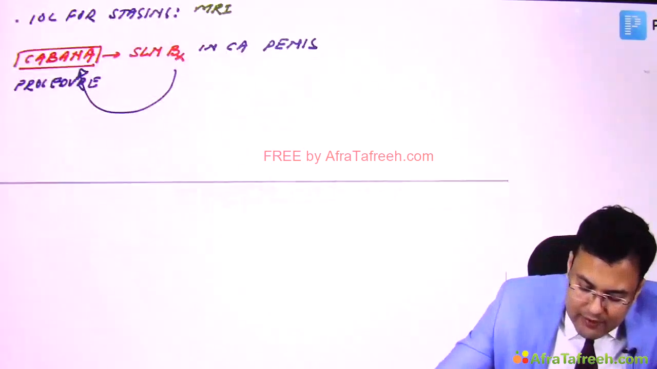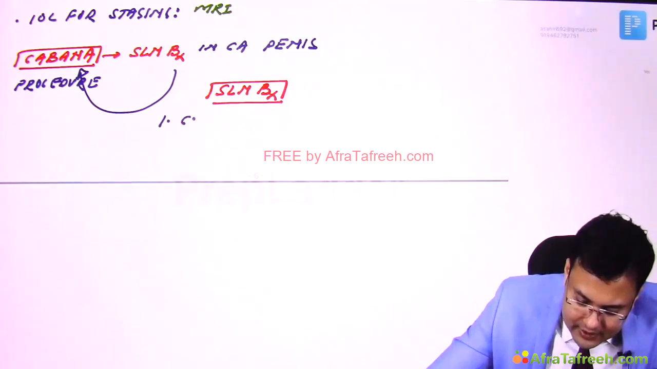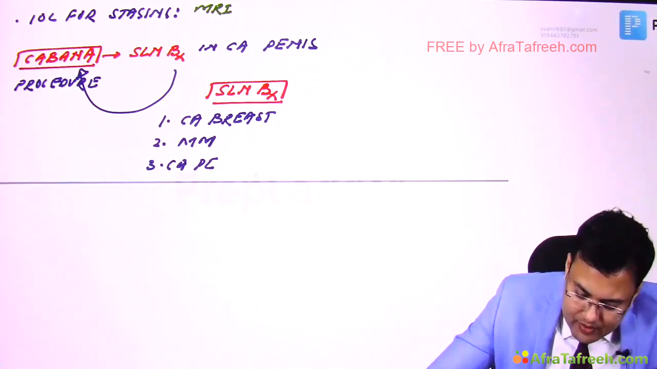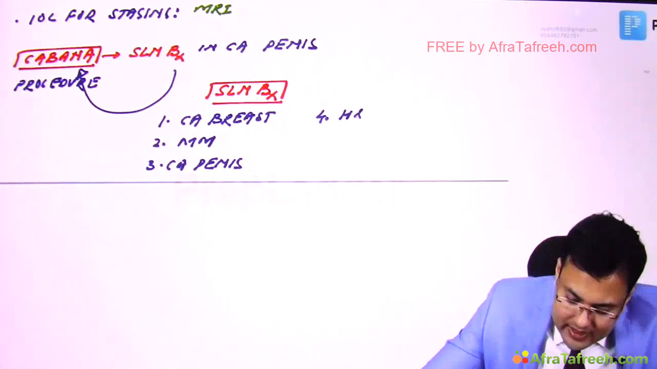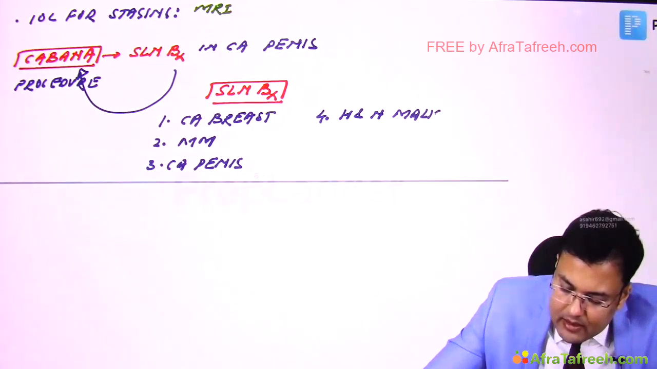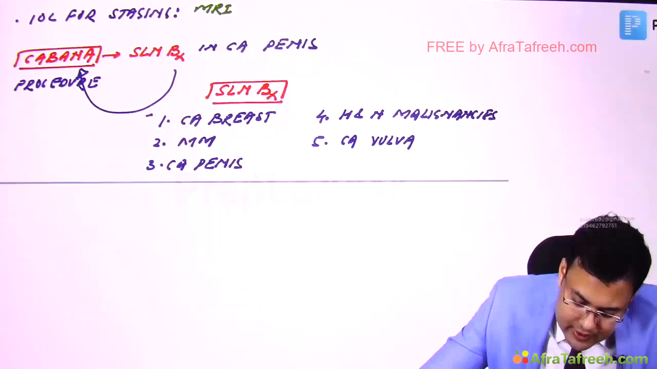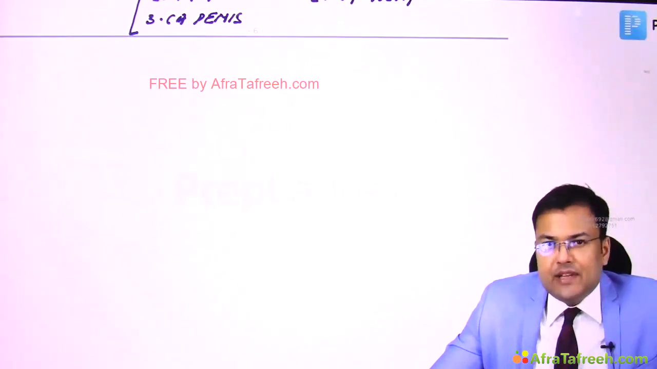Okay, so what are those 5 malignancies in which there is established role of sentinel lymph node biopsy? First, CA breast. 2nd, malignant melanoma. 3rd, carcinoma penis. 4th, you have to remember these 4th and 5th one, head and neck malignancies, right? Head and neck malignancies. And 5th is carcinoma vulva. Carcinoma vulva. Clear?